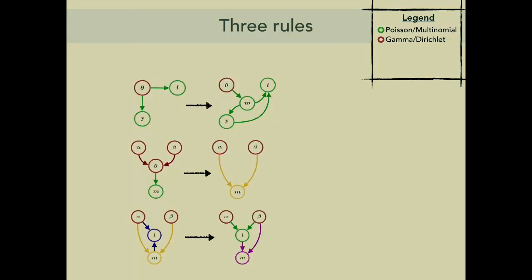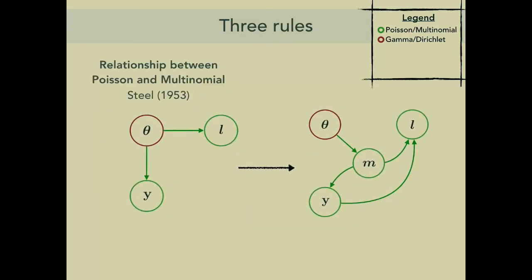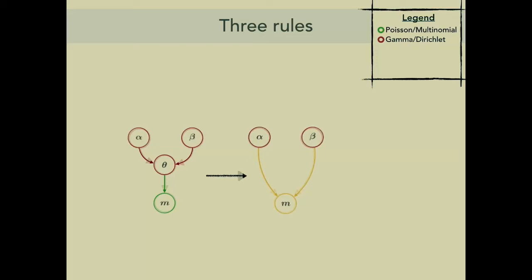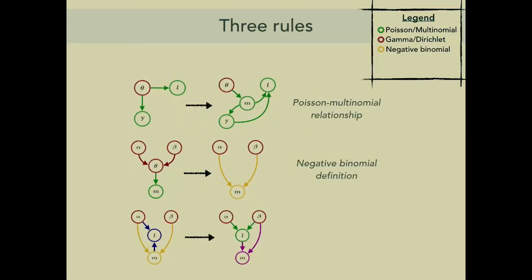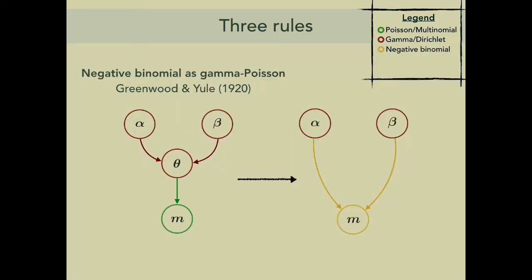We're going to recursively use 3 different rules, 3 rules that have already been presented. 2 of them we've known for a long time, 1 that's more recent. So the first rule is the relationship between the Poisson and multinomial. So y and L are Poissons. That means that we can introduce m, which is their sum, and then conditioned on m, y and L are multinomial. Okay? Second rule is the definition of the negative binomial. So m is a Poisson, its rate is theta, which is a gamma, and if we integrate out gamma, then m is a negative binomial. Okay, and I'm going to use yellow to denote negative binomial.